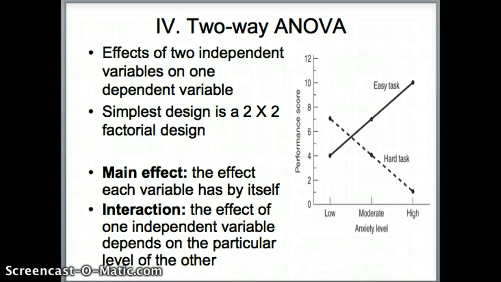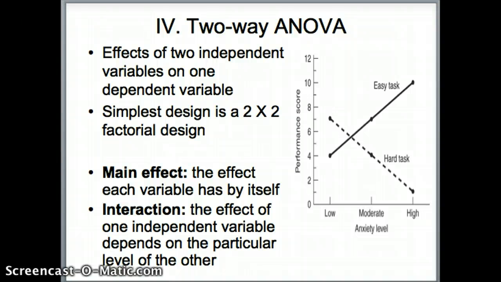The simplest design is a 2 by 2 factorial design. What that means is that you have two independent variables and they each have two levels to them. So say you were interested in something like gender, which has two levels, male and female, and voting preference, Republican or Democrat, which has two levels, on something like charitable contributions and giving. So gender would have two levels, voting preference would have two levels, and then you would look at those two things on some particular outcome, such as charitable giving.